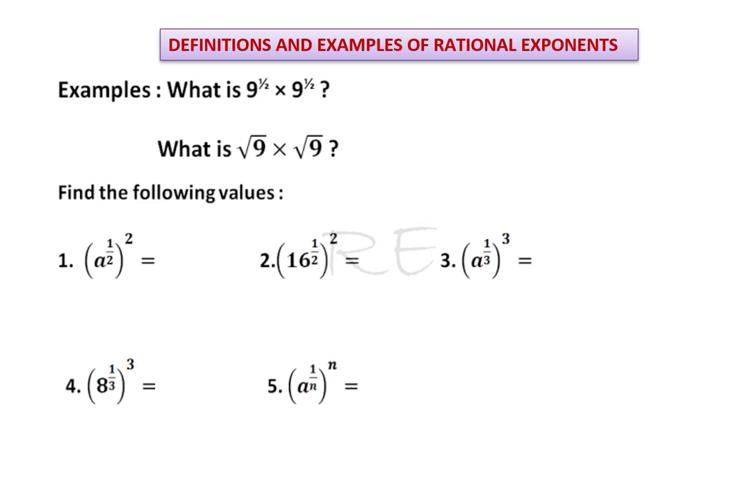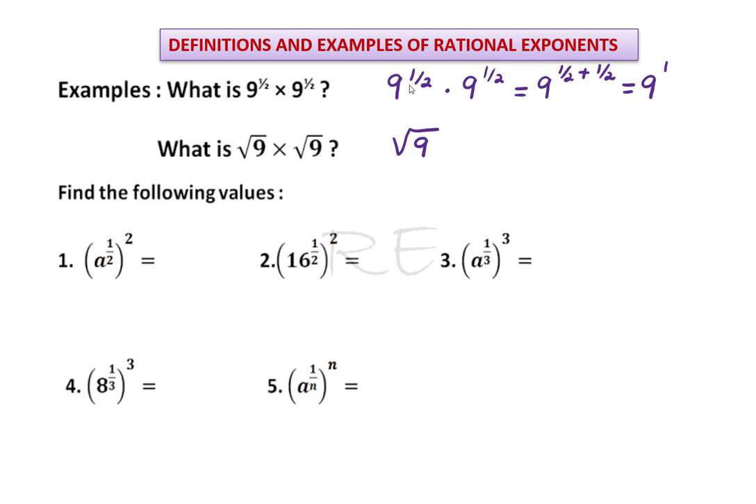9 to the 1/2 multiplied by 9 to the 1/2 will be compared to square root of 9 multiplied by square root of 9. 9 to the 1/2 times 9 to the 1/2 is equal to 9 to the 1/2 plus 1/2. We add the exponents when we multiply the same base, and 1/2 plus 1/2 is 1.